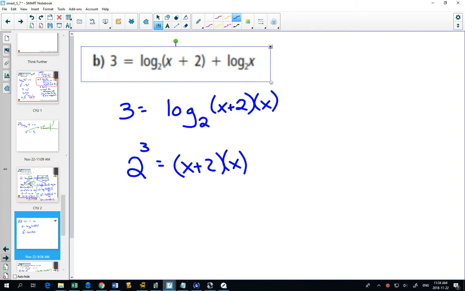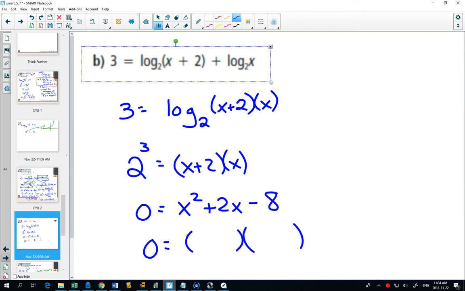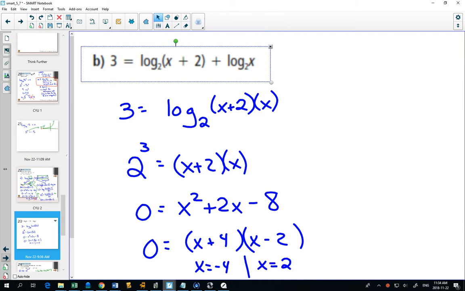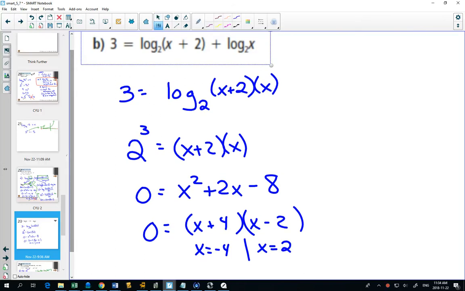What kind of equation is this? It's a quadratic equation. How do we solve quadratic equations? Make one side equal to 0. So I'm going to subtract 8 on both sides. Factor. So it becomes x plus 4, x minus 2. And we get x equals negative 4 and x equals 2. We need to check. If I plug in negative 4, do I ever have a negative number inside of a logarithm? Yes, I do. So that one's going to be bad. If I plug in 2, do I ever have a negative or 0 inside? No. So that one is good.